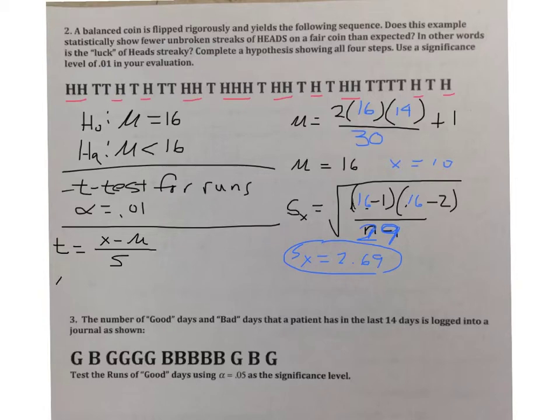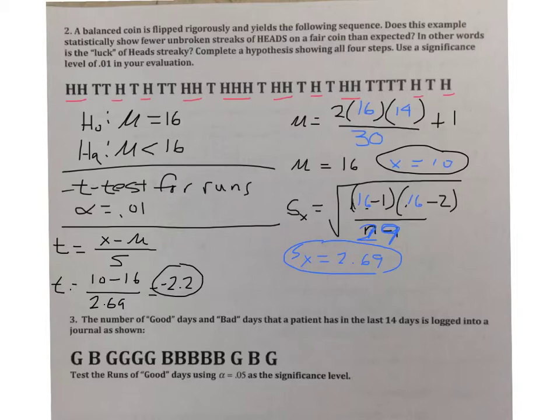So t would equal, well, how many runs did we get? We still have to figure out, oh, we have it, right? Yeah, we do have it. X is 10. So it should be 10 minus 16 over 2.69. Okay, the t-score comes out to be about negative 2.2. That's an important number on the page.